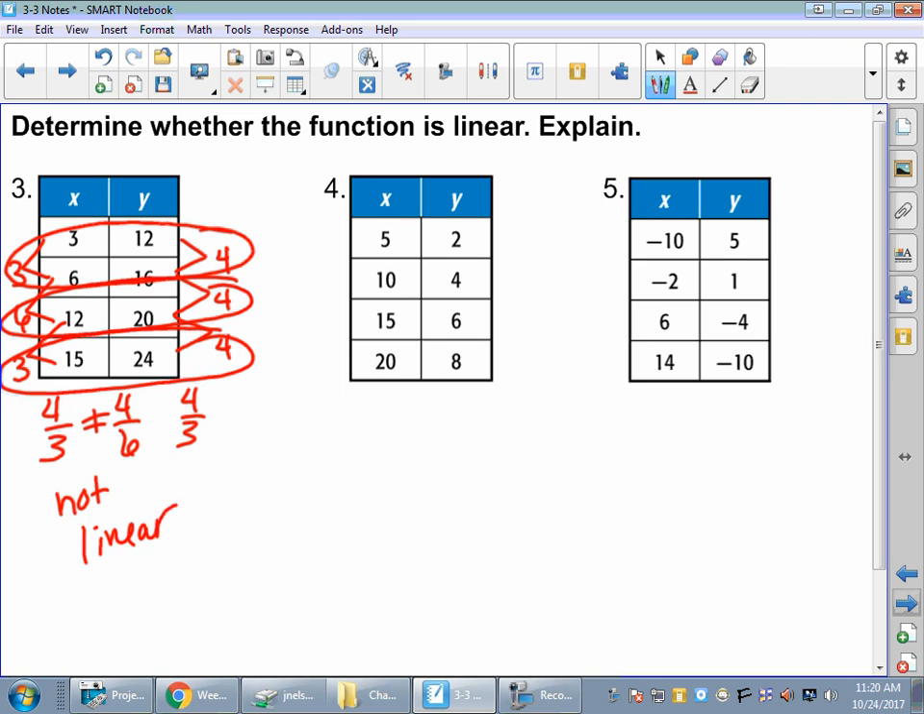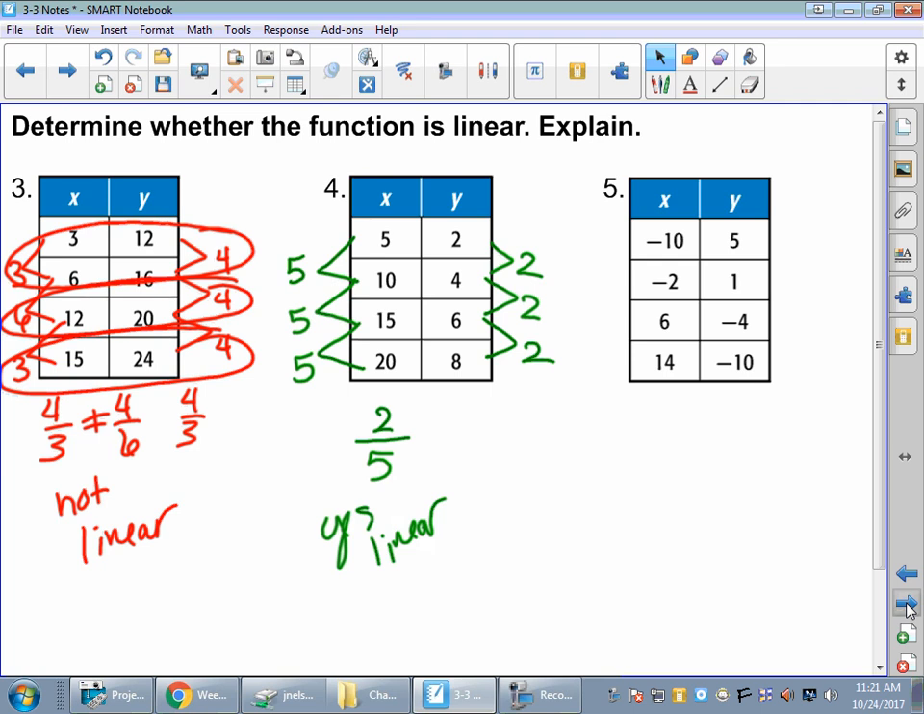So the next one, if I look at my next example, my change in y increased by 2, increased by 2, increased by 2. And my change in x, I went from 5 to 10, that's an increase of 5. 10 to 15, increase of 5. And 15 to 20 is an increase of 5. So they were all consistently 2/5. So that would be my slope. For every 2 that I go up, I'm going 5 over. So yes, linear.